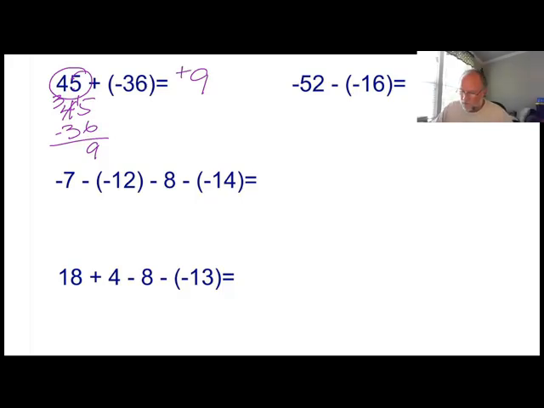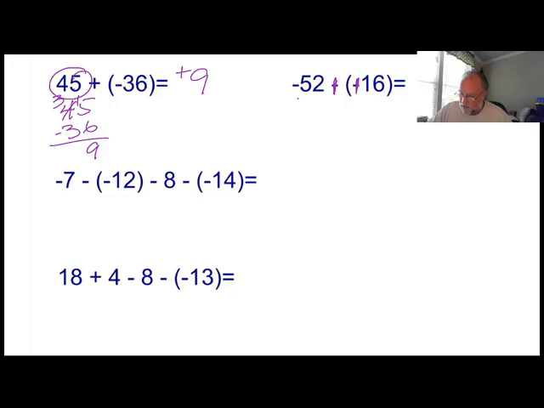The second question is this one over here: negative 52, take away negative 16. Even though I could do that directly, I'm still going to use the rule. My rule is: leave the first number alone, change subtraction to addition, and change the next number to its opposite. Now my signs are different, so I'm going to subtract my numbers.